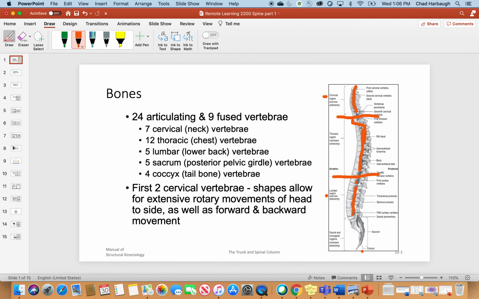We also see the fused section of the sacrum, usually including the coccygeal region. So the sacrum is composed of 5 fused vertebrae. We can also say this is the posterior pelvic girdle. And when we're looking at the sacral region and the coccyx region, the coccyx can be anywhere from 3 to 5 bones. Mostly it's 4 bones of the vertebral column of the coccyx.